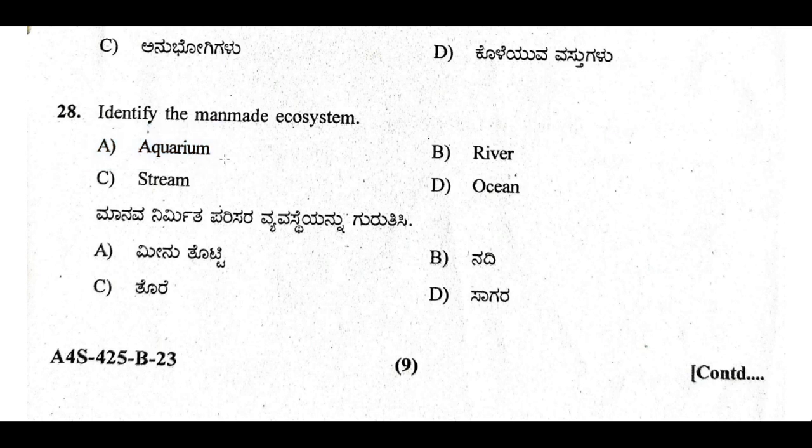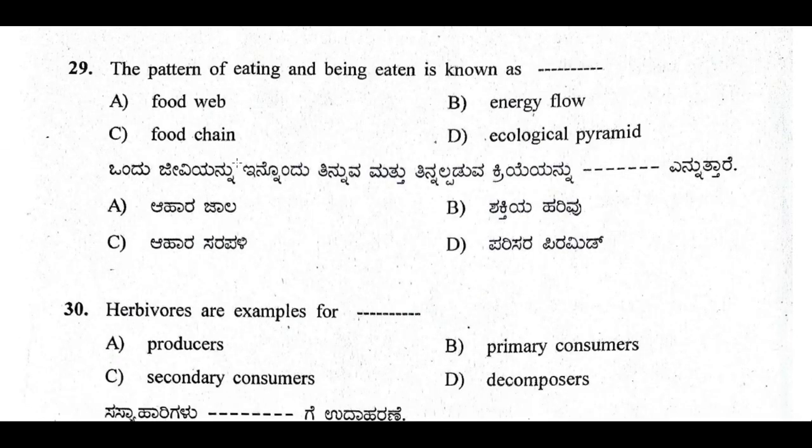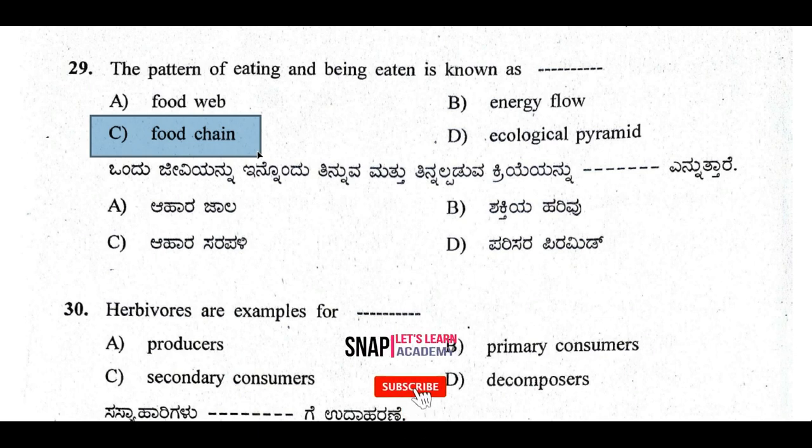Question number 29. The pattern of eating and being eaten is known as dash. Option A, food web. Option B, energy flow. Option C, food chain. Or is it option D, ecological pyramid? The food chain is a sequence of population or organism through which the food and energy are passed in an ecosystem, with a member of each trophic level. So option C is the right answer, food chain. That is, the pattern of eating and being eaten is known as food chain.